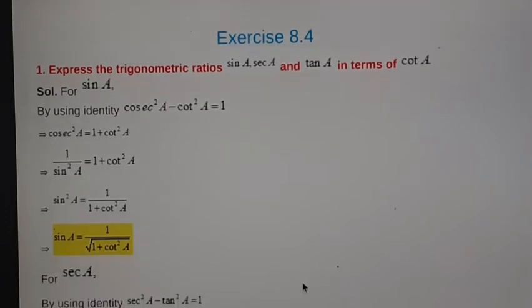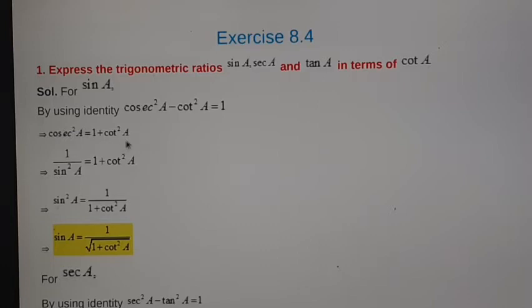The first problem: you have to express the trigonometric ratios sin A, sec A, and tan A in terms of cot A. So first we will find sin A. By using the identity, we know the relation cosec square A minus cot square A is equal to 1. This is the identity. So here we will transfer the cot term to the other side.